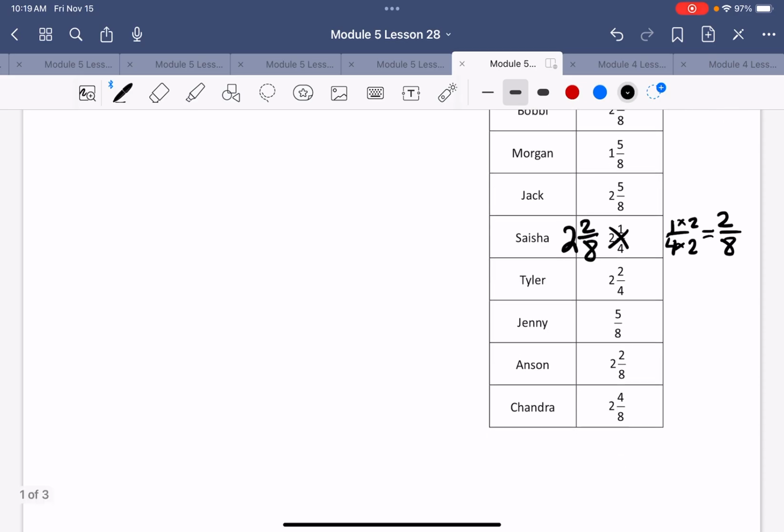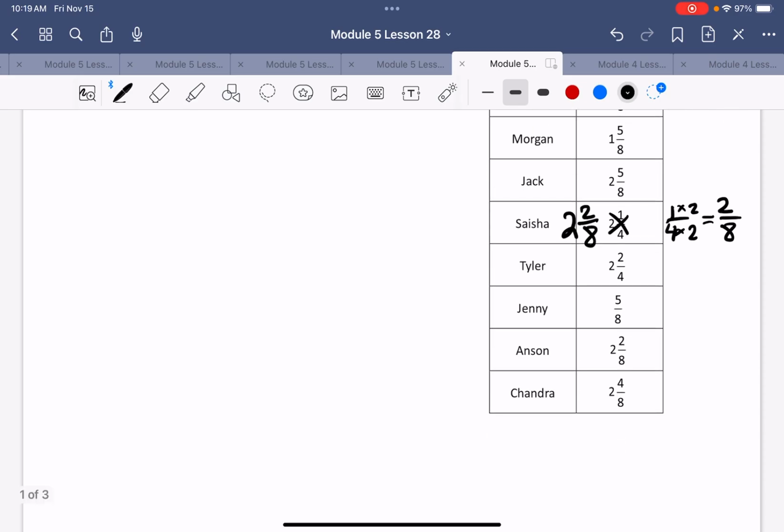Okay, Tyler is also in fourths. Tyler has 2/4. We need to get it to equal 8s. So if we times by a number, we know that we can times it by 2 to get to 8. So 2 times 2 is 4. So instead of having 2/4, he has 4/8. So we're going to put for Tyler 2 4/8.